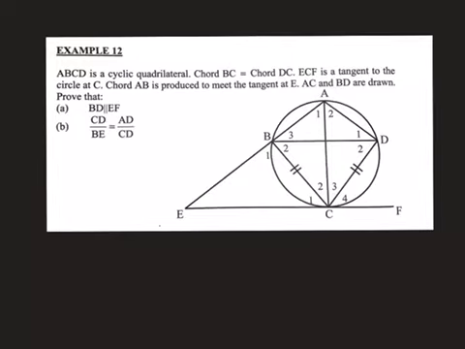ABC is a cyclic quadrilateral. You know your cyclic quad theory. Chord BC is equal to CD. You can see it there. ECF is a tangent to the circle. Chord AB is produced to meet the tangent at E. So ABE is not a tangent, it goes through the circle. AC and BD are drawn. Prove that BD is parallel to EF.